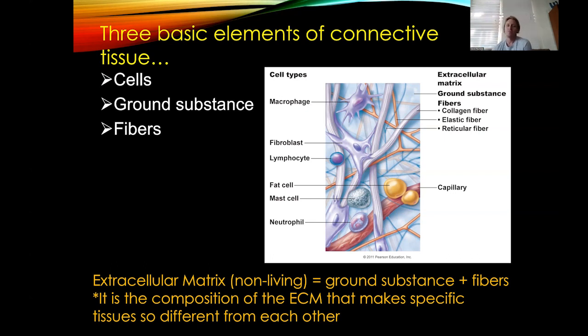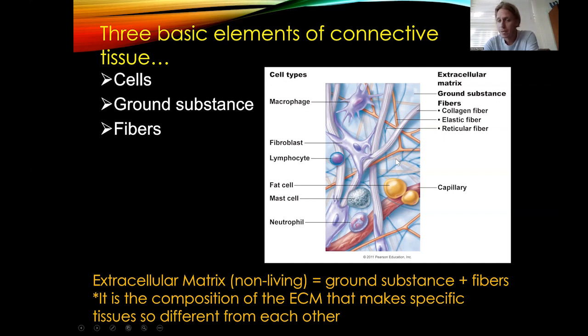All right, so the matrix is made up of two parts. All right, we have the fibers here. And then in between the fibers, even though it looks like open space, it's actually not. This open space is actually full of a fluid, and we call that fluid ground substance. And this fluid's where you store a lot of nutrients, oxygen, stuff like that can be diffused through this fluid.